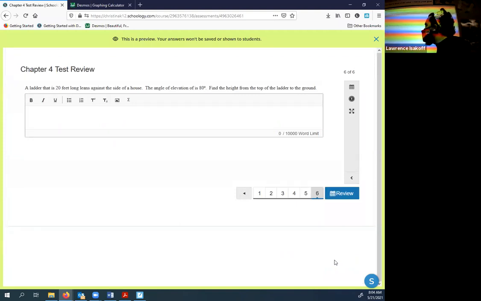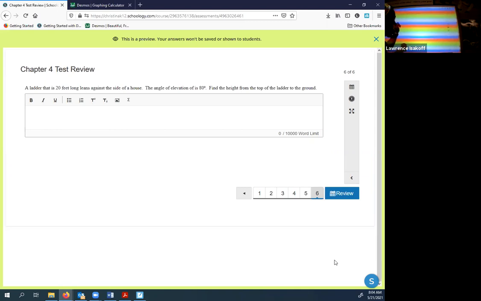And the final question. A ladder that is 20 feet long is leaning against the side of the house. The angle of elevation is 80 degrees.